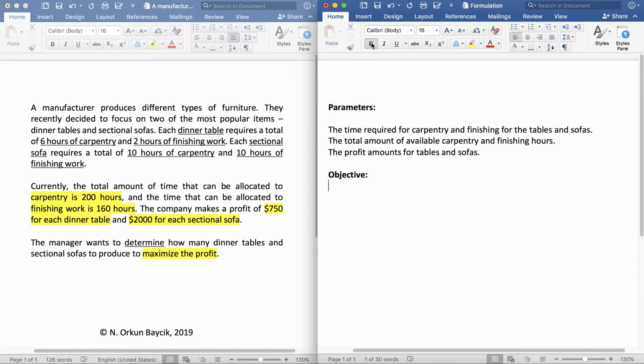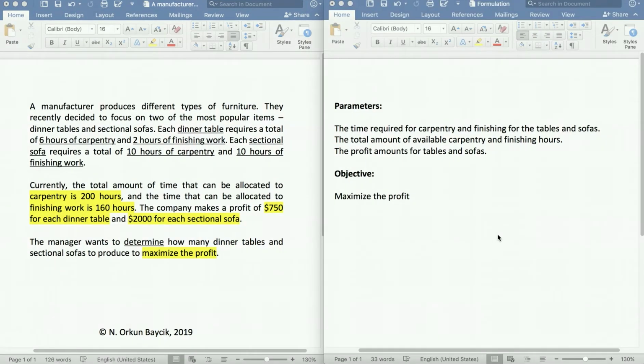So the objective is given in the question clearly, and that is to maximize the profit. Okay? And you can also do the same thing for the constraints by writing down constraints, and we have 200 hours of available carpentry hours and 160 hours of finishing hours. Okay? But to save time, I'm not going to type them.